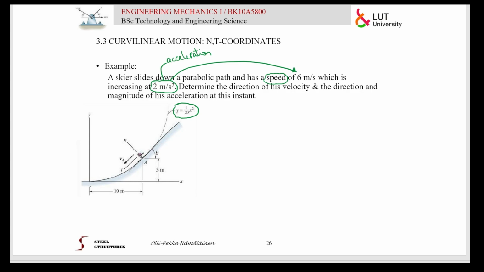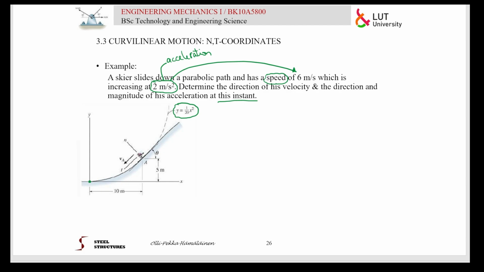And then I also know that at this point the skier is at 10 meters from the horizontal origin of the reference system and 5 meters in the vertical direction from this origin. What are they asking? They said, determine the direction of his velocity and the direction and magnitude of his acceleration at this instant. So this is very awesome. When you are facing this type of problem, imagine that this skier is moving, and while moving, you took a picture of the skier at that instant.